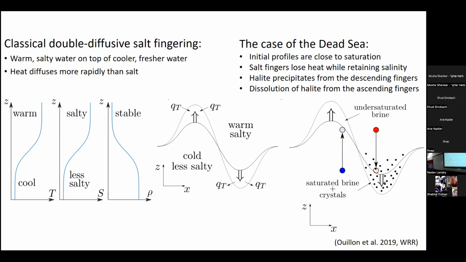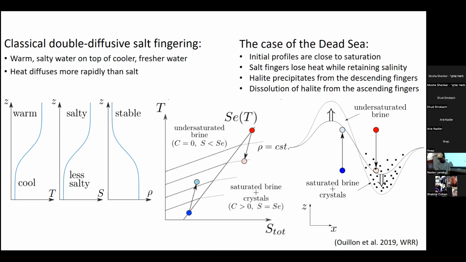So it gets supersaturated. So it starts crystallizing salt. And the other way around, when this brine, which has a lower salinity, gets warmer, it's getting undersaturated. They all started at saturation. And now this is a very interesting process.